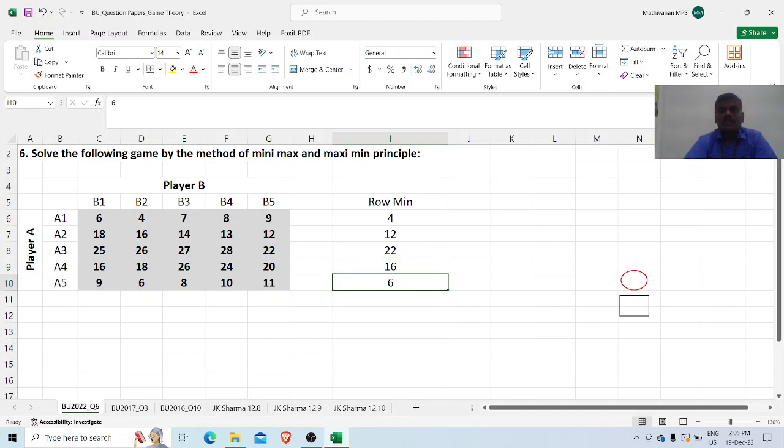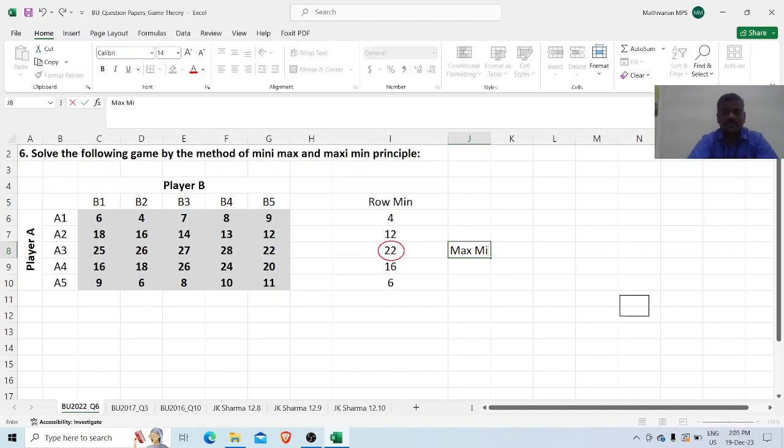Now we will choose the maximum value among these row minimums. What is the maximum value? The maximum value is 22. We will circle that 22. This 22 is called the max min value. First we identified the minimum values in each of these rows. Among the minimum values, we have circled the maximum value, which is 22. This is called the max min principle.